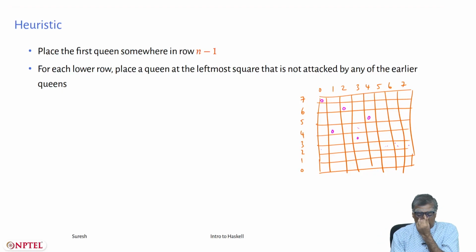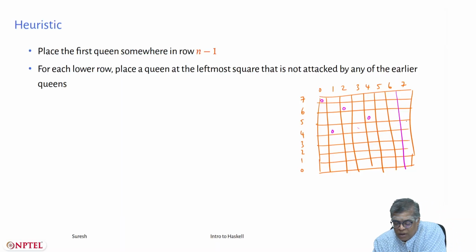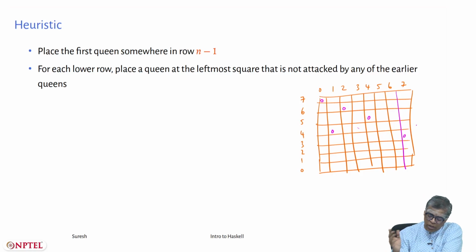So you see that if I do this, I cannot extend it in any manner to include row 2. So I have to erase my choice for row 3 and then choose another one, and the next one where I won't have any attack will be somewhere here. Then I have to continue like this. That's my heuristic.